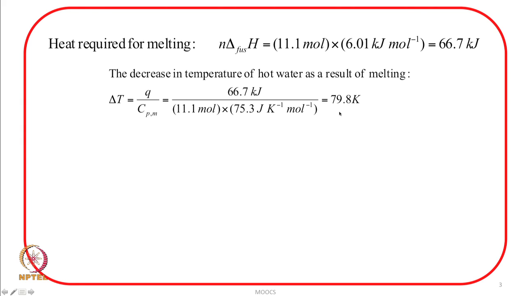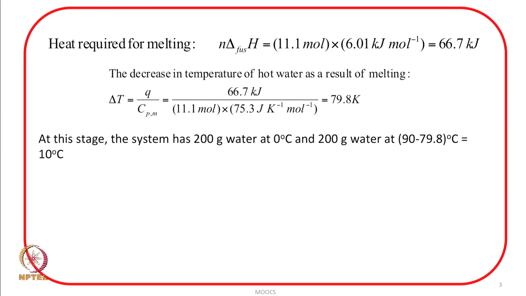The change in temperature is delta T. It does not matter whether you count it in degrees Celsius or you count it in Kelvin, because the change delta will remain same. Initial temperature was 90 degrees Celsius and the change in temperature is 80 degrees Celsius or 80 Kelvin, which is same. Therefore, the final temperature is going to be 90 minus 80, which is equal to 10 degrees Celsius, not 10 Kelvin. So, up to the point when ice has molten into liquid water at 0 degrees Celsius, the temperature of the water which was at 90 degrees Celsius has fallen down to 10 degrees Celsius.